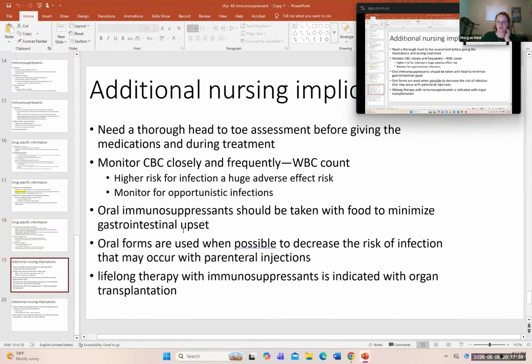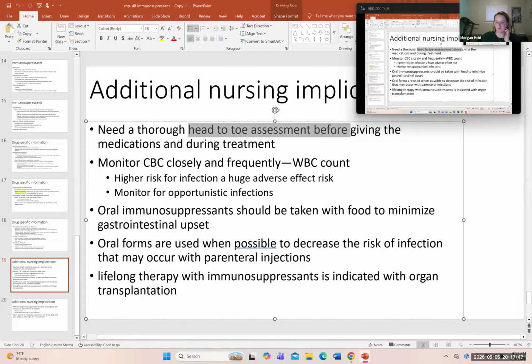My nursing implications, as always, I just want you to read through these, but just to highlight a few of them. You should do a very thorough head to toe assessment before you give immunosuppressants, just to have a baseline of what you're working with, since it can cause so many adverse effects. Because it's going to affect my white blood cell count, that needs to be monitored very frequently. We also need to monitor for infections, since we're dropping the white blood cell count and my patient's more at risk for getting them. So like checking their temperature, their vital signs, watching for fevers, all that kind of stuff. Okay.